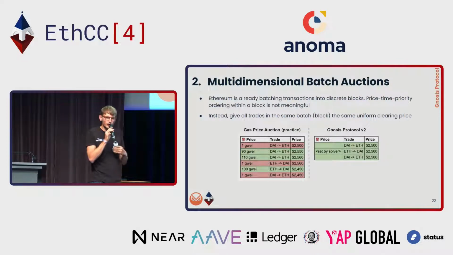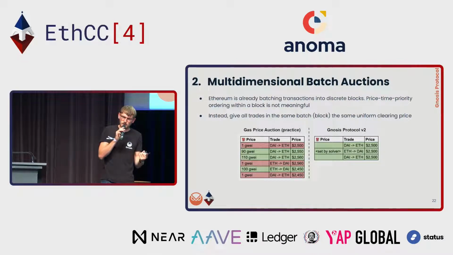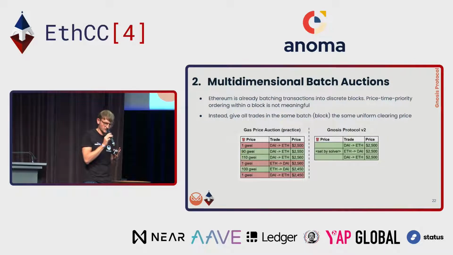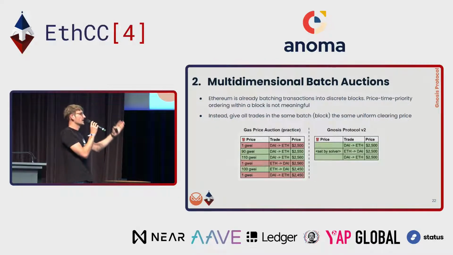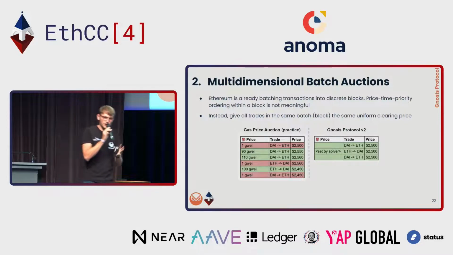And when that block arrives, all the information that is included in that block arrives at the very same time. All transactions have the very same timestamp. So applying such a principle of first come, first serve price time priority to Ethereum is, in our opinion, not meaningful at all. And this is why in Gnosis Protocol we say, well, let's batch all trades together, and if they're on the same token pair, they should all get the same uniform clearing price, because there's no advantage in giving them some ordering priority.